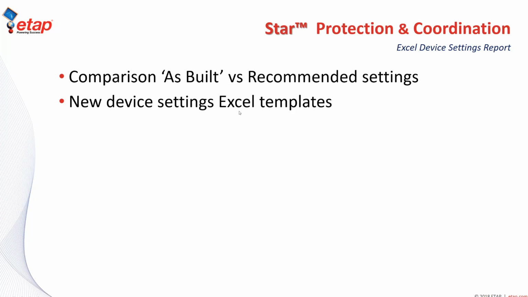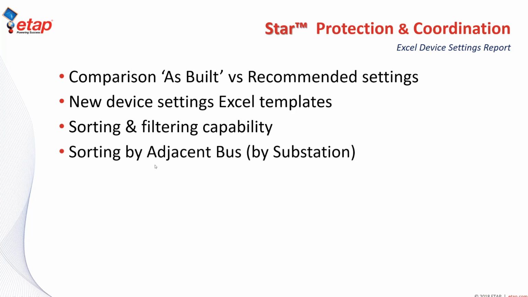These new device settings are stored in Excel, and these Excel reports are basically templates. So once again, the user can modify these templates, or you can contact ETAP to see if we can customize it for you. It also includes sorting and filtering capability. You can also sort by adjacent bus or by substation to quickly narrow or pinpoint the device settings that you're after. So let's take a look at this inside the ETAP software.